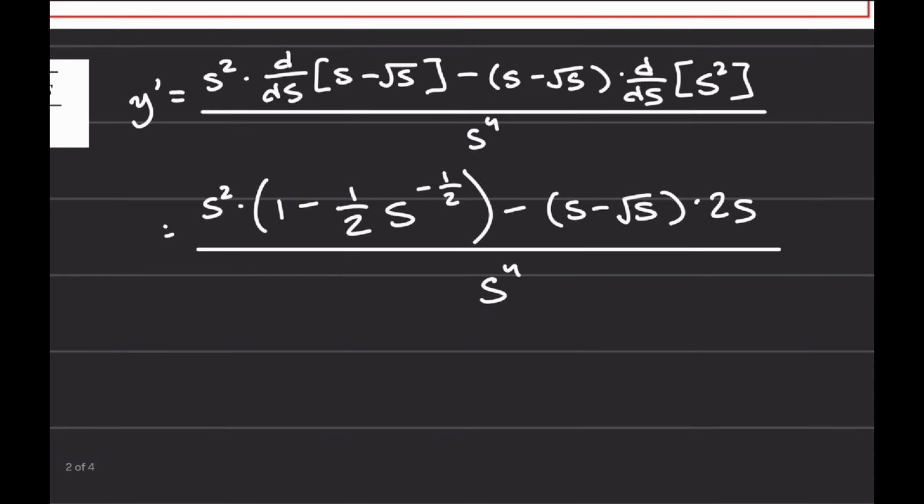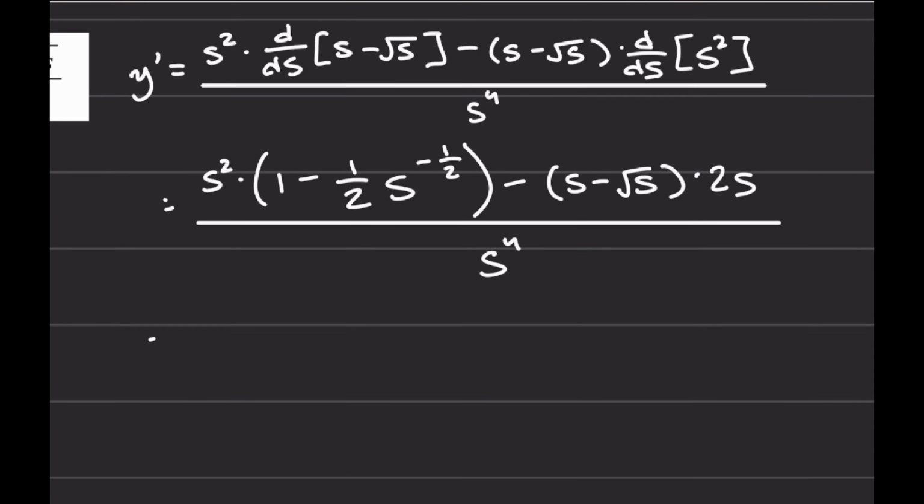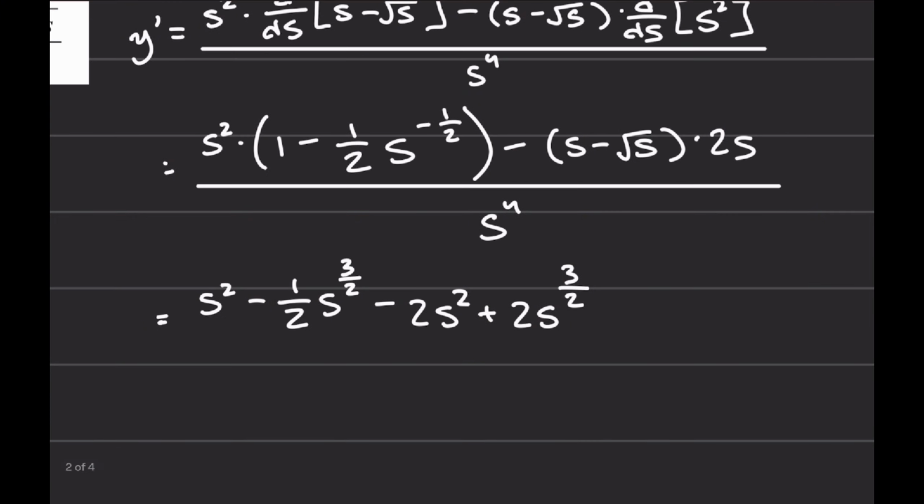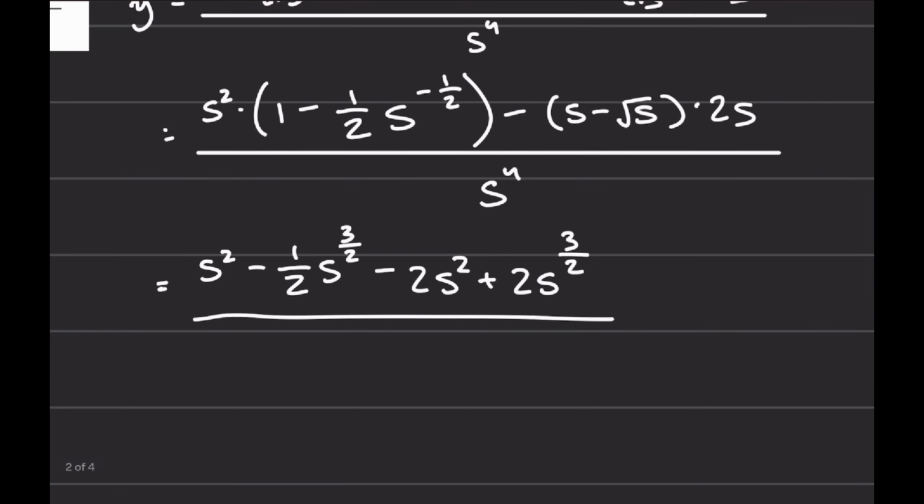Okay, and then now we're going to distribute some of the terms in the numerator, just to simplify it a little. We get s squared minus 1/2 s to the 3 over 2 minus 2s squared plus 2s to the 3 over 2. A lot of different terms. Okay?